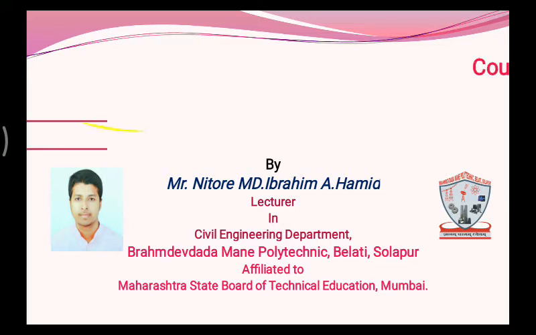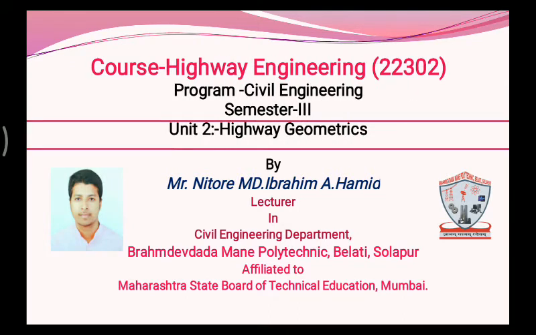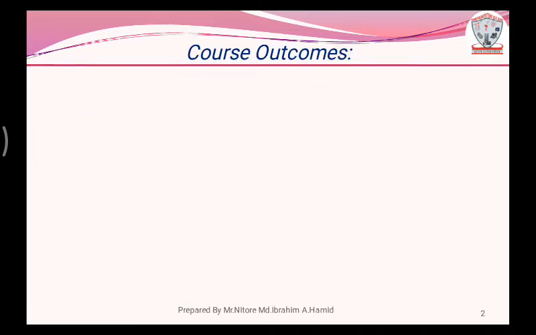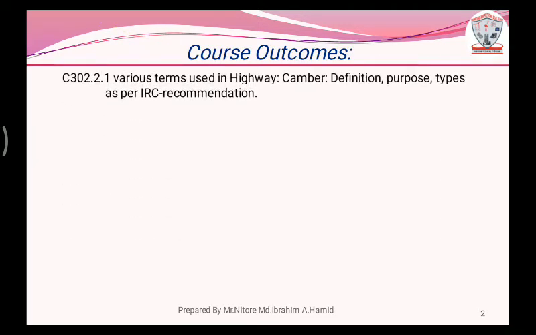In today's session, we will discuss Highway Engineering, the Diploma 3rd semester subject. The subject code is 22302, in which we will see the second unit, Highway Geometrics or Geometric Design of Highway Engineering, in which we first see the course outcomes. The course outcomes are as follows.